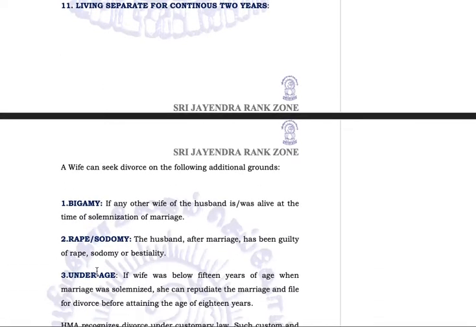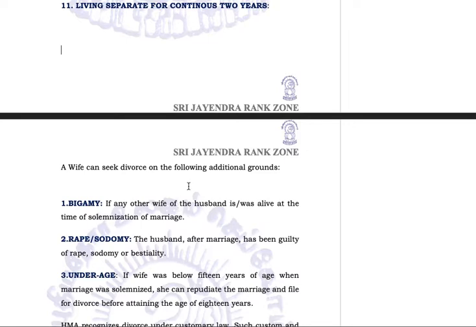The grounds we are going to discuss now are available only to the wife. Bigamy: if the husband has married another wife after marriage, then the earlier wife, the first wife, can take the divorce. And even if the second wife is not aware that he is already married, she also can take divorce. For the first wife, the marriage will become voidable. For the second wife, if she is not aware of the marital status, the marriage will be void. But this is not a ground for the husband.